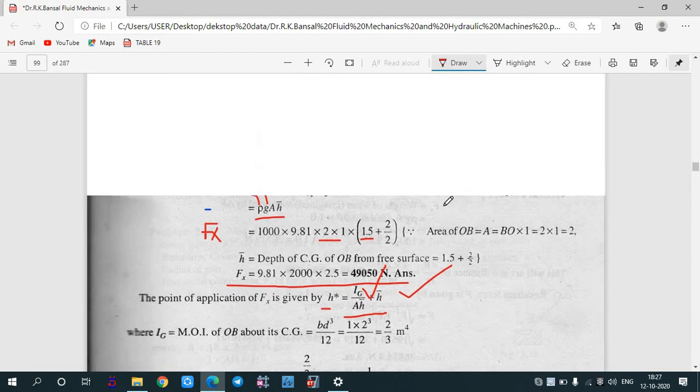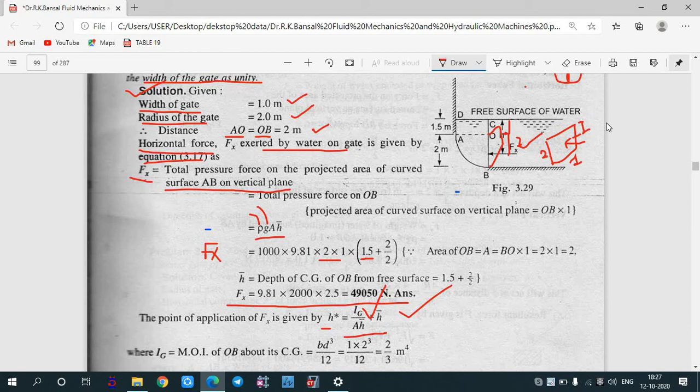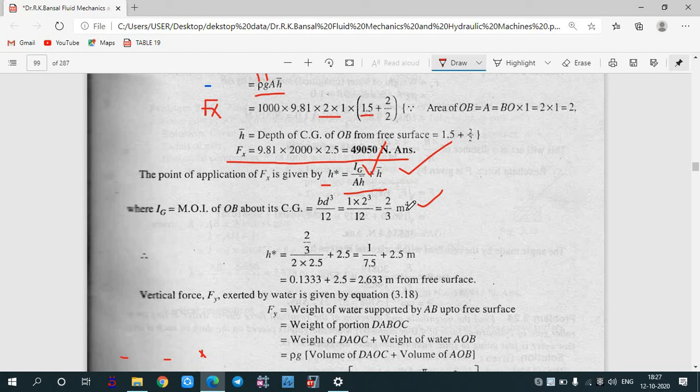So in this case, the Ig value will be what? Bd cube by 12. So B is 1, D is 2. This will give you the value of Bd cube by 12. So Bd cube by 12 is coming out to be 2 by 3 m to the power 4, because it is a moment of inertia. Now we'll put the Ig value 2 by 3. Area was what? 2 into 1, that is 2. H bar was coming out to be 2.5. This will give you the center of pressure. The center of pressure is coming out to be 2.633 meter from the free surface. So this is the first force which we have resolved, that is the x direction force.